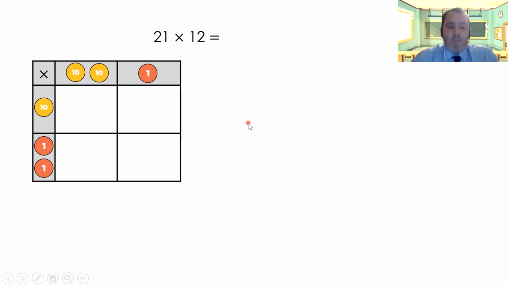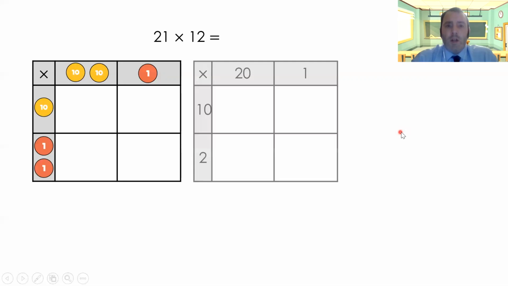It's exactly the same method we're going to use. We're going to multiply this together to fill this gap, this together, the 10 and the 1 together to fill this square, and the same for the rest of the other squares. What we're going to do slightly differently this time is we're going to write the numbers in as we go. So let's get started.